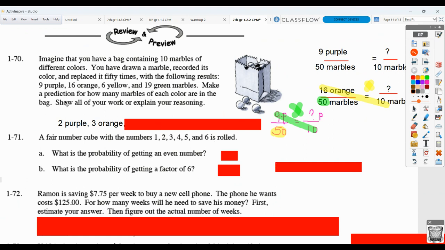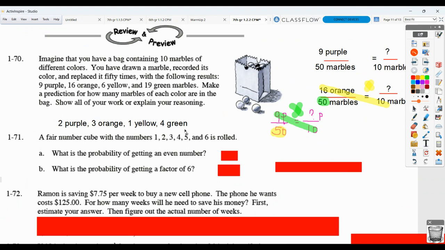Now, as you continue to do that with yellow and green, keep in mind that your total can only be 10. Depending upon how you round, you may find you have to make a slight adjustment so that you still end up with only 10 total marbles. So what I got then was 1 yellow and 4 green. Again, make sure you're showing your thought process. Make sure you're showing your work, not just for the purple and orange, but for the yellow and green.